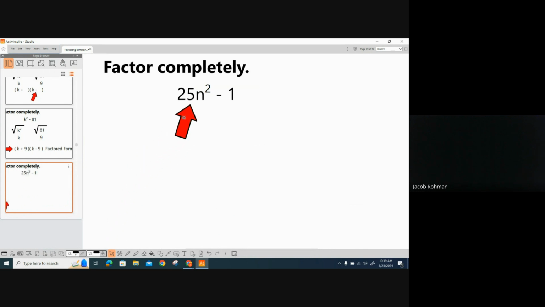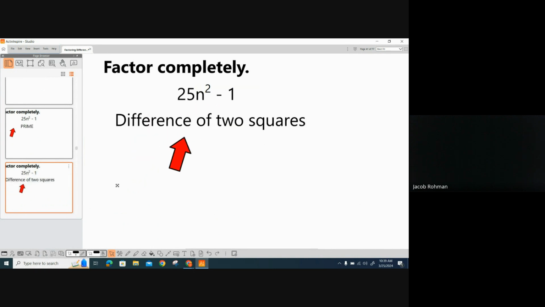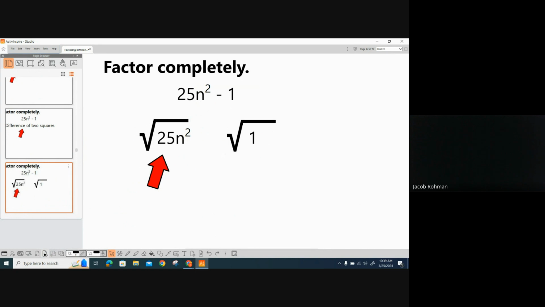Example 2. So again, we look, does this have a GCF? And the answer is no, so it's prime. And then we're going to look at, are these 2 terms perfect squares? Yes, they are. And they have a subtraction sign between them, so that's difference of 2 squares. So we're going to go ahead and square root both terms. Here, the square root of 25n squared is 5n, and the square root of 1 is 1.